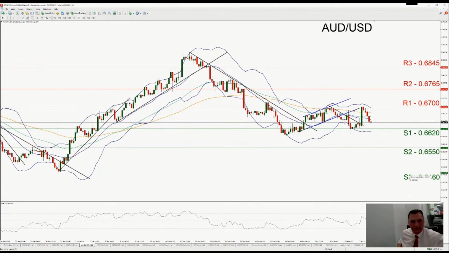So for the time being, we tend to maintain our bias for the sideways motion of the pair to continue. It's interesting how the pair hit a ceiling at the 0.67, and we expect the sideways motion to be condensed by the S1 to the downside, the 0.6620, given that it has provided a number of times support for the pair. And that should be it for the time being.